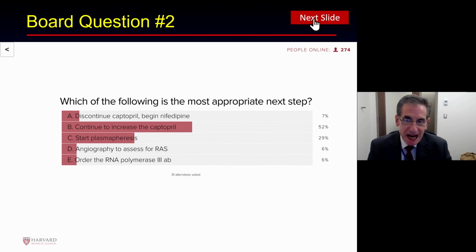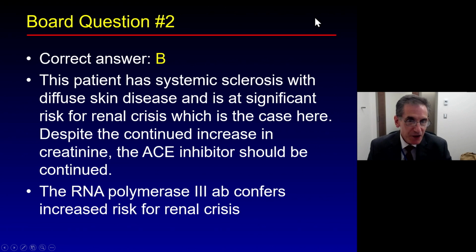Good. So we'll stop there and we'll move on. And the correct answer is B, as most people said. This patient has systemic sclerosis with diffuse skin disease. This patient is at significant risk for renal crisis, which is the case here. Despite the continued increase in creatinine, the ACE inhibitor should be continued. This is a mistake that is made.